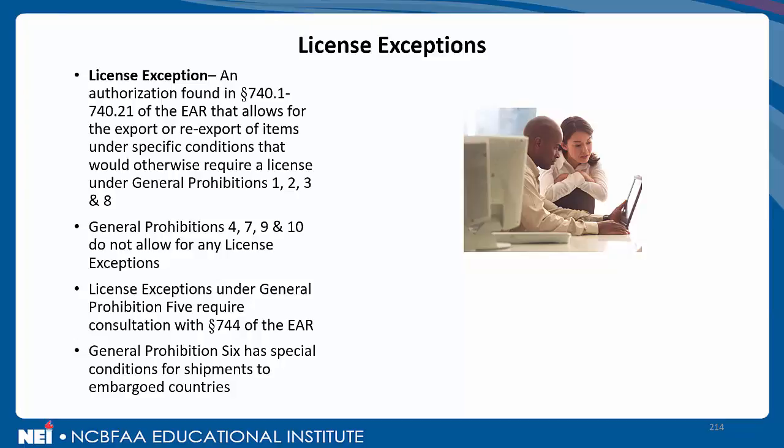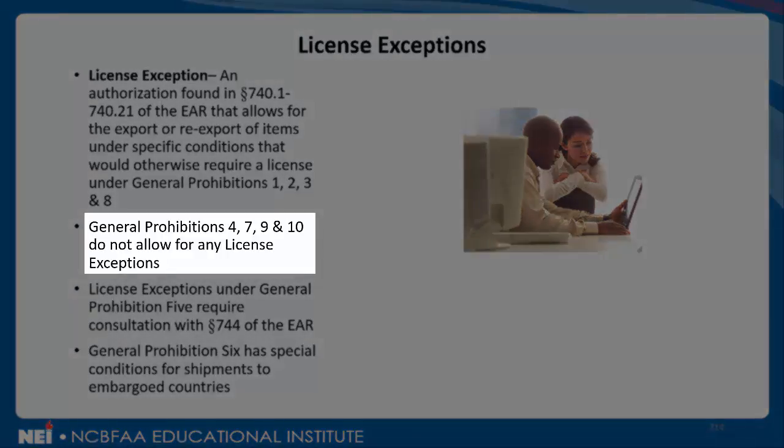So what is a license exception? It's an authorization found in parts 740.1 to 740.21 of the EAR that allows for the export or re-export of items under specific conditions that would otherwise require a license under general prohibitions 1, 2, 3, and 8. So right away, we see a tie-in between the general prohibitions and license exceptions. We can't have one without the other. We can't use a license exception, as we've clearly demonstrated, without understanding the general prohibitions.